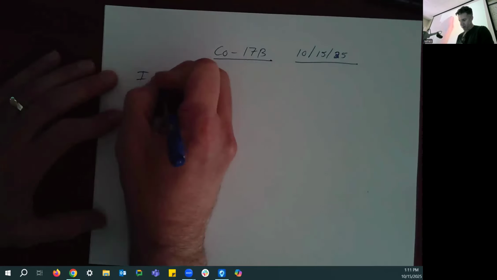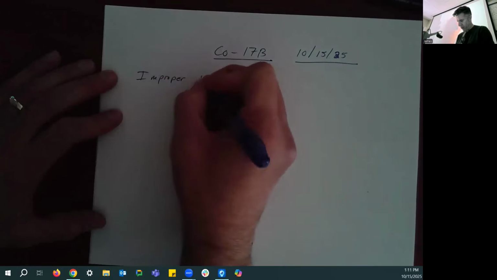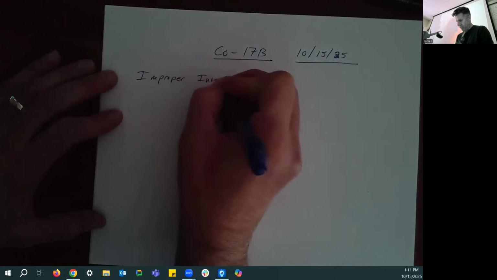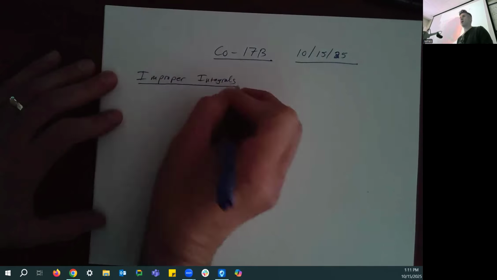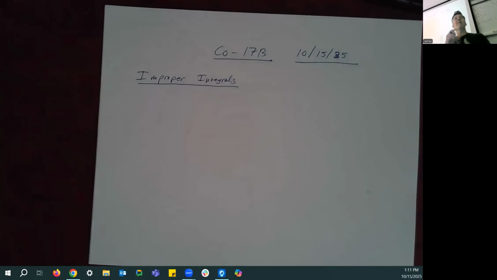All right, improper integrals. One thing I'll point out about improper integrals is it's not a method of integration. It's not like u-sub or integration by parts or partial fractions, where you're trying to do something to the integral to be able to anti-differentiate or integrate it. It's just the type of integral we have.